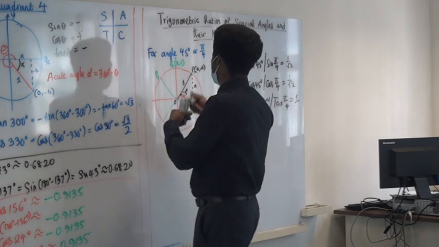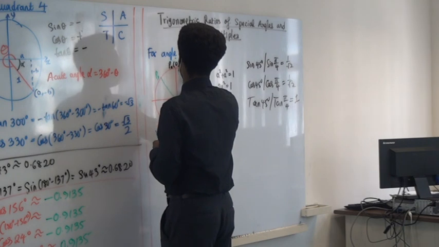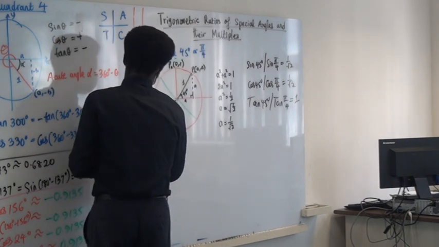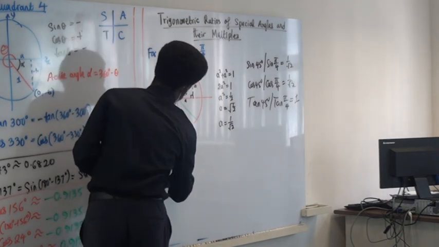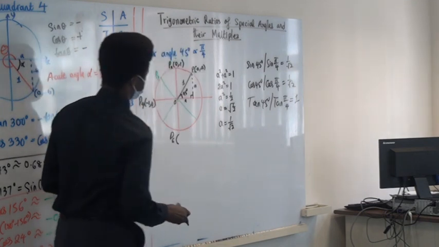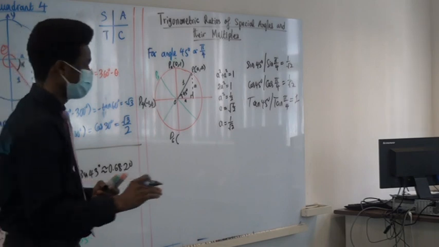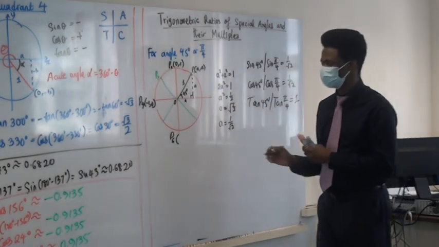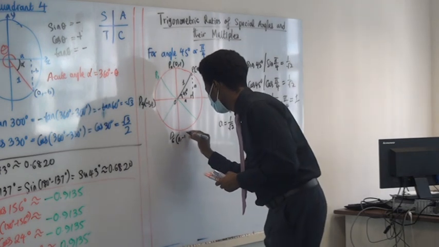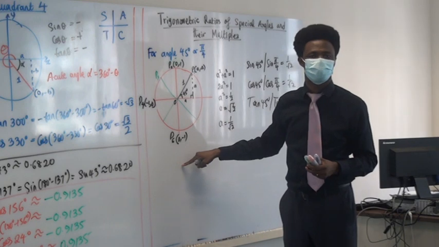Okay, let me label the coordinates in black. P2, 0, 1. P4, -1, 0. Yes? Yes. Okay, so this is P5, P6. P6 is what? I'm considering the 90s first. All right? What is P6? 0, 1. You see, it's not difficult because you just have to look at this and change the sign.